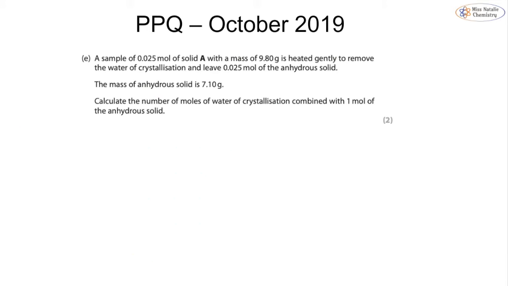A sample of 0.025 moles of solid A with a mass of 9.8 grams is heated to remove this water of crystallization that we have, and it leaves 0.025 moles of the anhydrous solid, which is 7.1 grams. Calculate the number of moles of water of crystallization that was combined with 1 mole of our solid. Okay, it's only for 2 marks, and there are 2 different ways that you can do this. I'm going to show you the quickest way, but you can also do this by working out the molar masses.